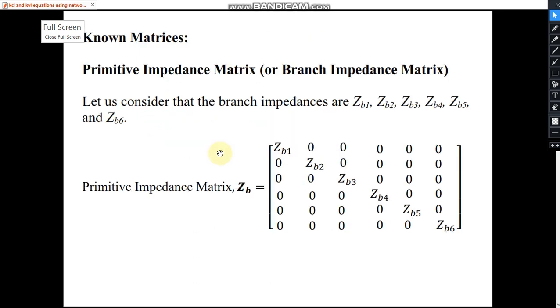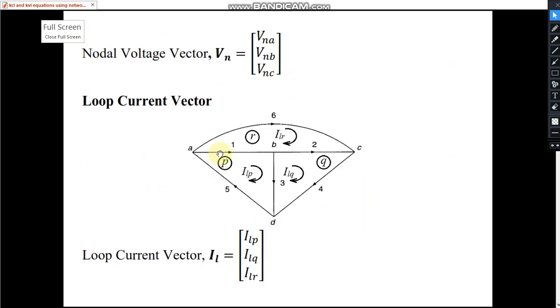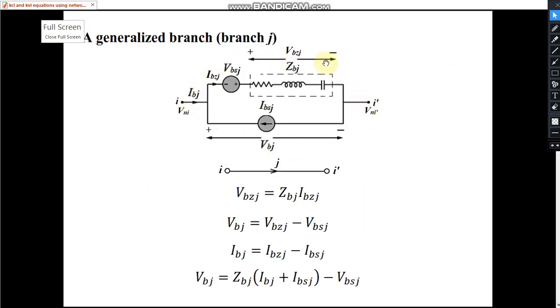Actually, a general branch, let us move further. This is a general branch. In a general branch, what do we have? We have impedance. Impedance may comprise resistance, inductance, capacitance. So there is impedance, any one of them. In a branch, there can be a series voltage source like this. In a branch, there can be a current source in parallel with this. Okay, so this much comprises a branch. So this is a general branch.